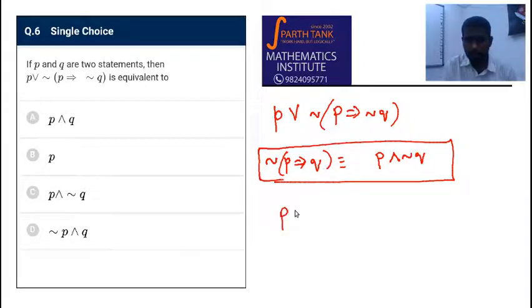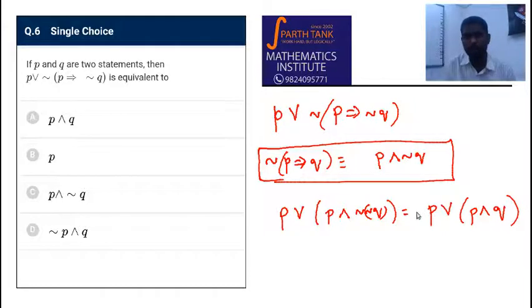Using this here, we get P or not of (P implies Q) becomes P or (P and not Q), which is P or (P and Q). Okay? This is like P union P intersection Q basically, which in the end is P. P or P intersection Q is always equal to P. So the answer is P, option B. Very simple problem. Remember here it is like union and intersection, the idea.